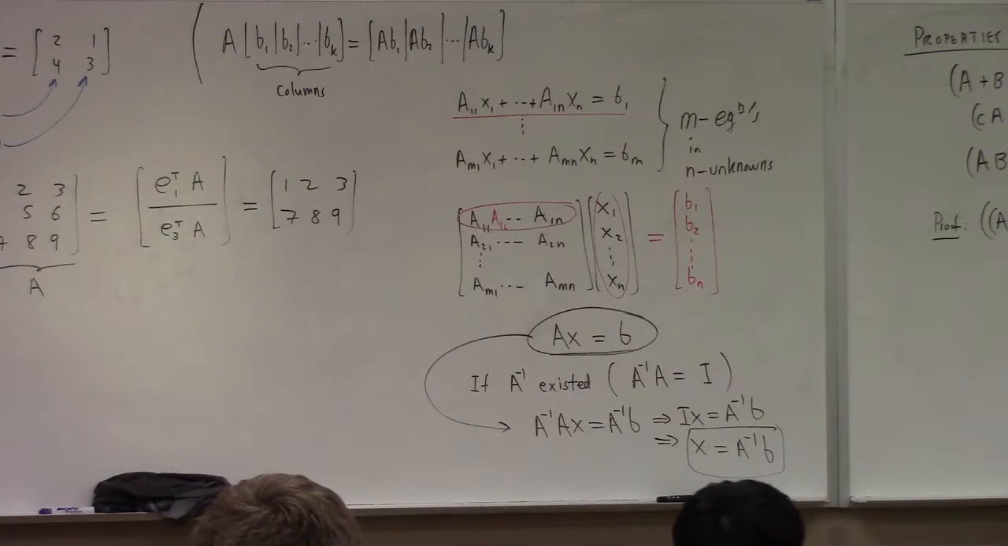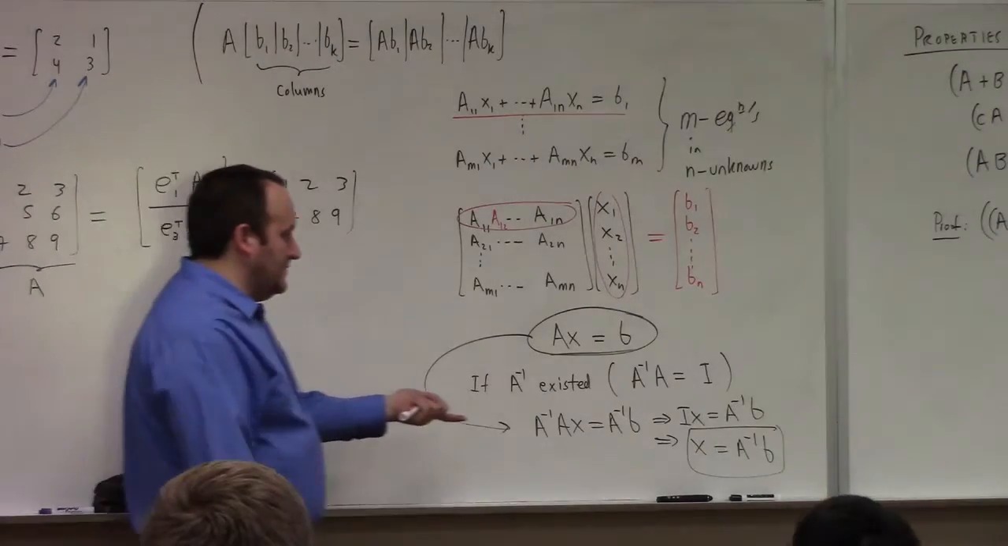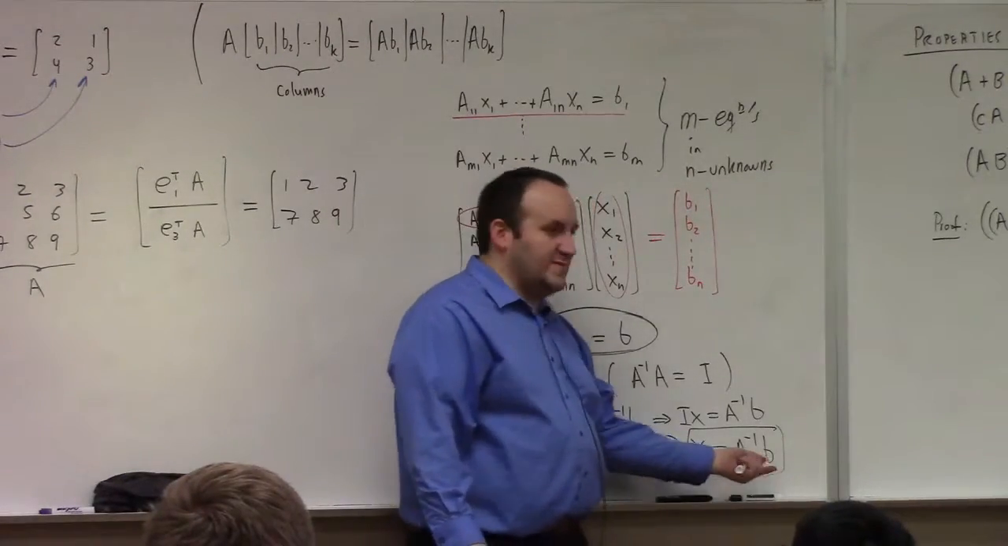Because we had these solution sets. Remember those annoying things with free parameters in them? So there wasn't just one solution, there were a lot of them. How does that work then? Because this says that the solution is A inverse times B.